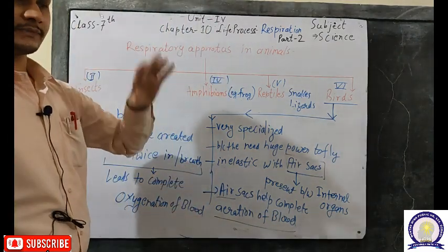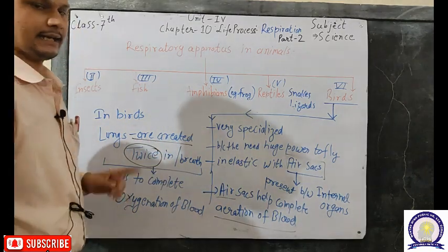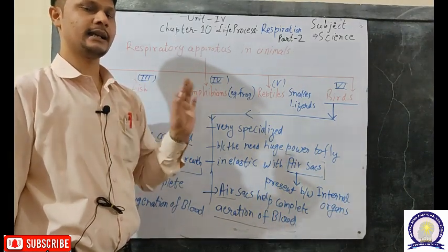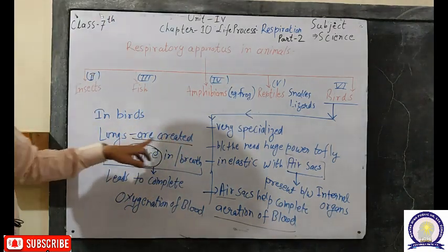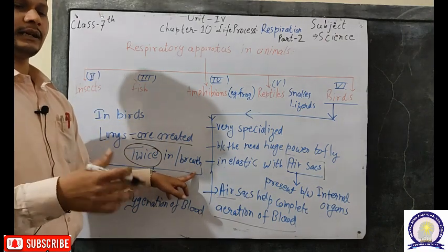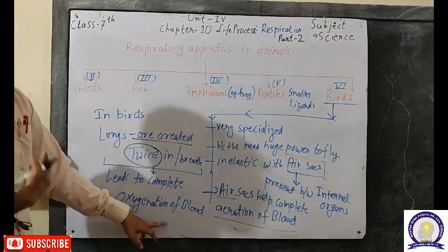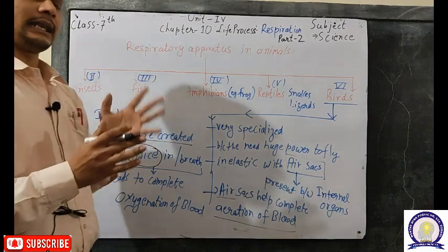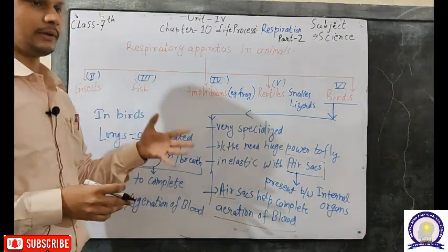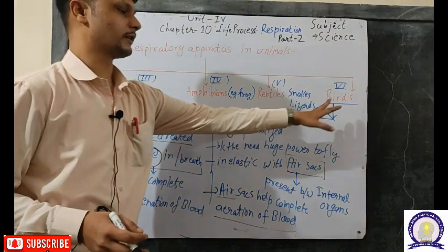Whenever they respire or breathe, in birds the lungs are aerated twice in each breath. In humans we see that in a single breath the aeration is completed once, but in the case of birds, the lungs are aerated twice in each breath. So in a single breath their lungs are aerated double the amount of any other animal. That leads to the complete oxygenation of their blood. That means in a single breath, a large amount of air trapped inside the lungs or air sacs can be transferred to the blood, making the blood oxygenated. So this is how the respiratory apparatus works in birds.